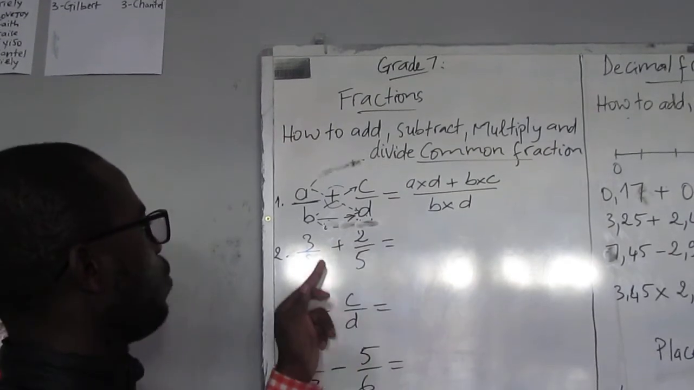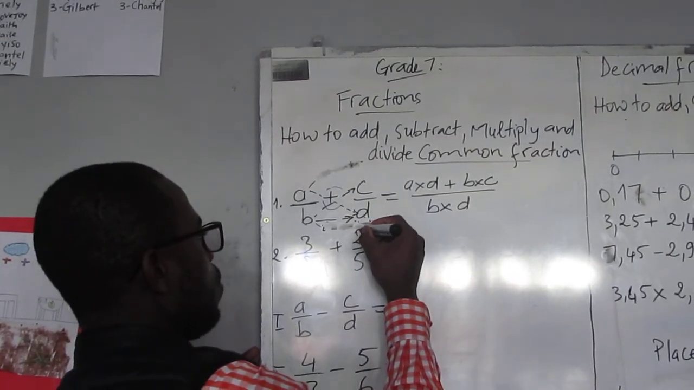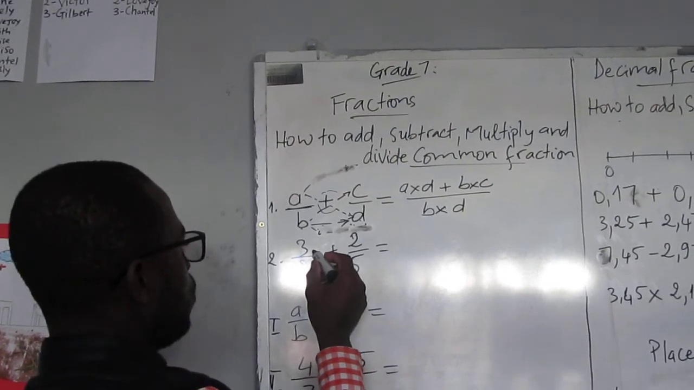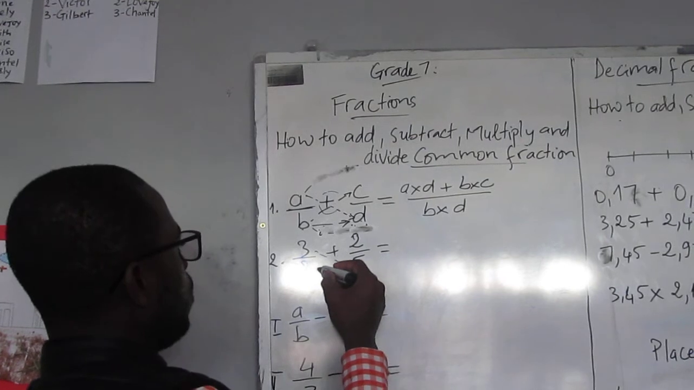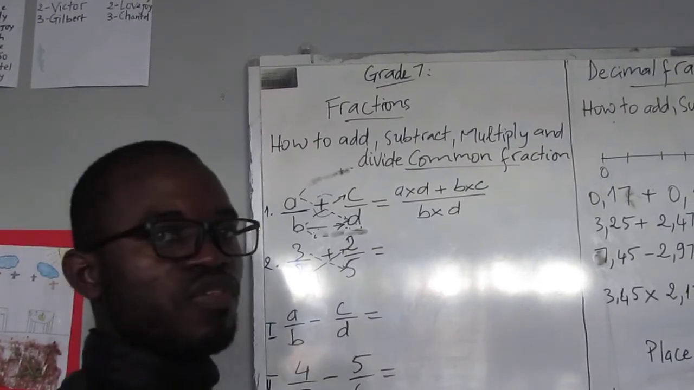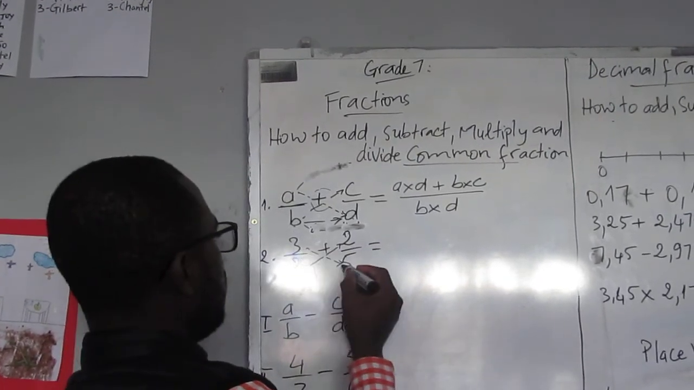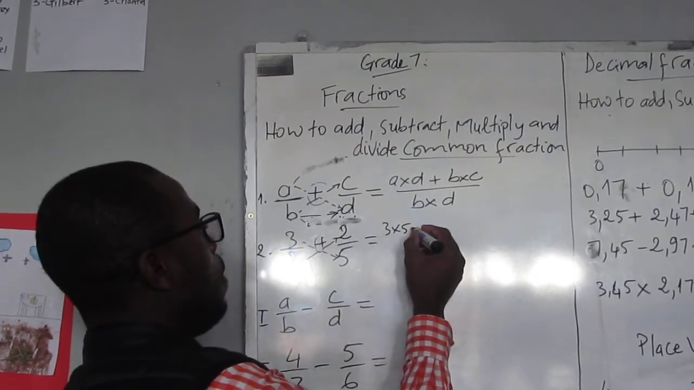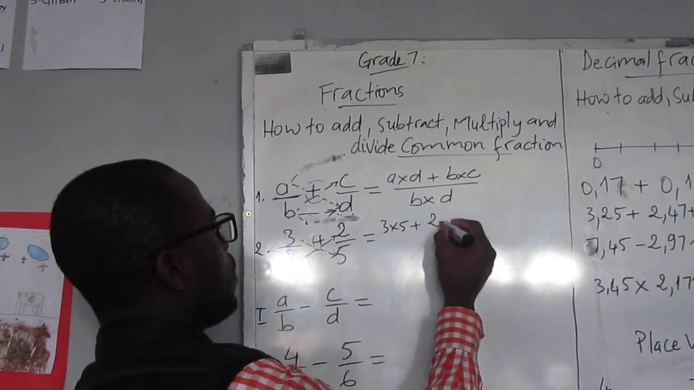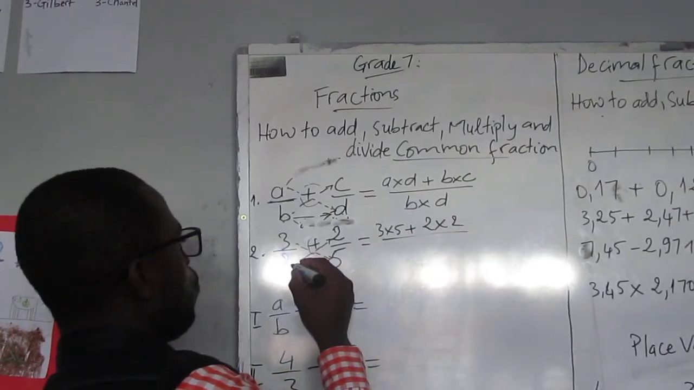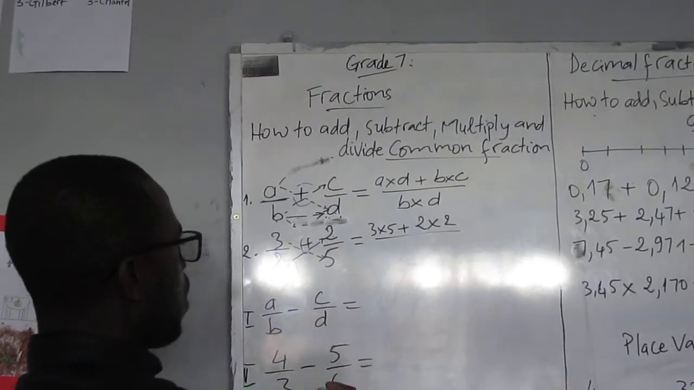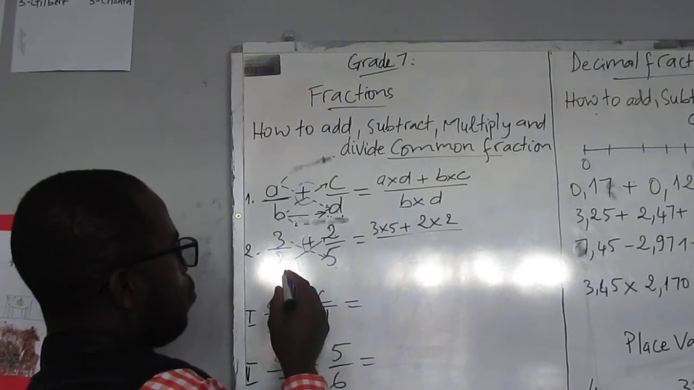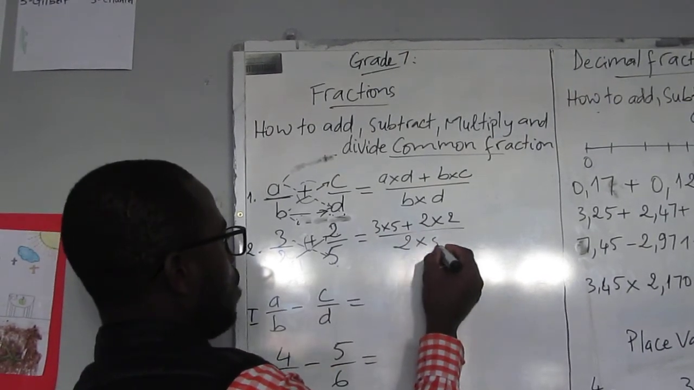So it's the same thing that we will apply now when we have numbers. So 3 over 2 plus 2 over 5. We have 3 times 5, we keep the sign in the middle, plus 2 times 2. Then at our denominator, we multiply the two denominators together, 2 times 5.